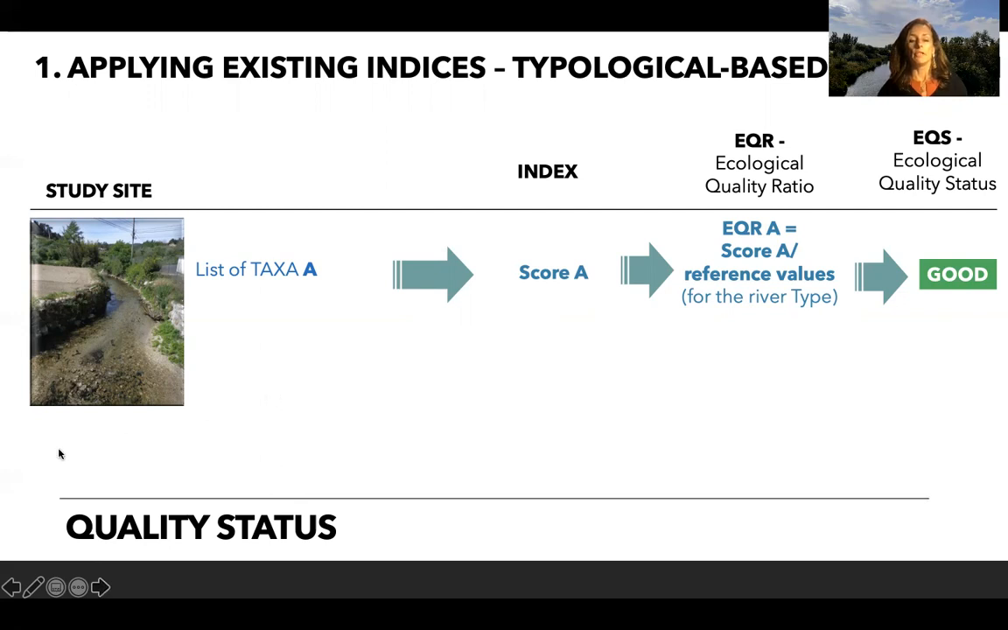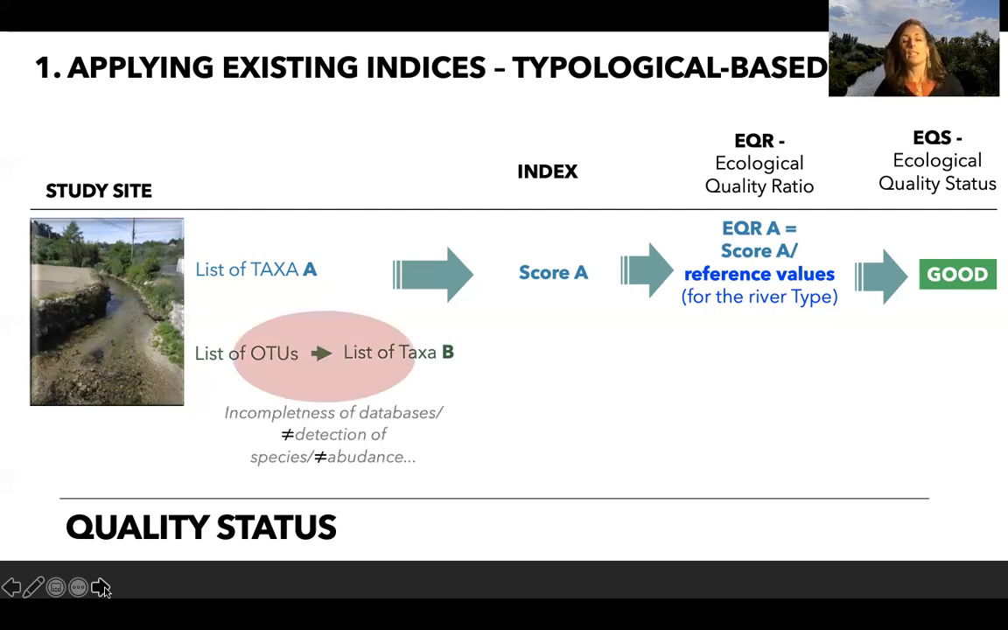When we have the molecular information, for example, lists of OTUs, we can also convert this list into a list of taxa. However, this list of taxa is not the same as the one above, even if they are both from the same sites and from the same sample. That's because databases are not complete and we have differences in the detection of species by both methods, and also differences in detection of abundance.